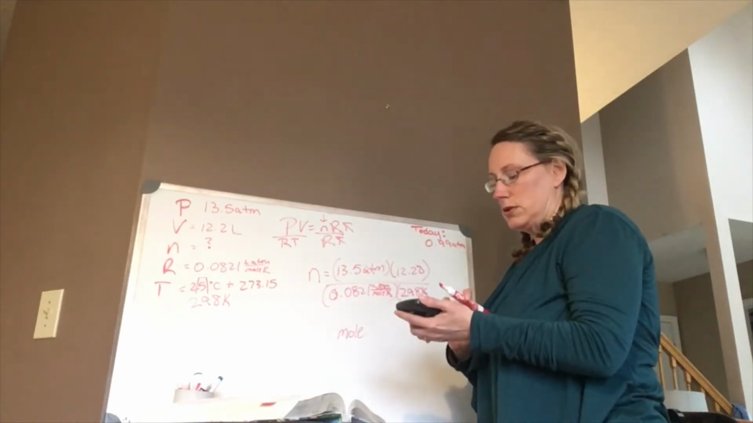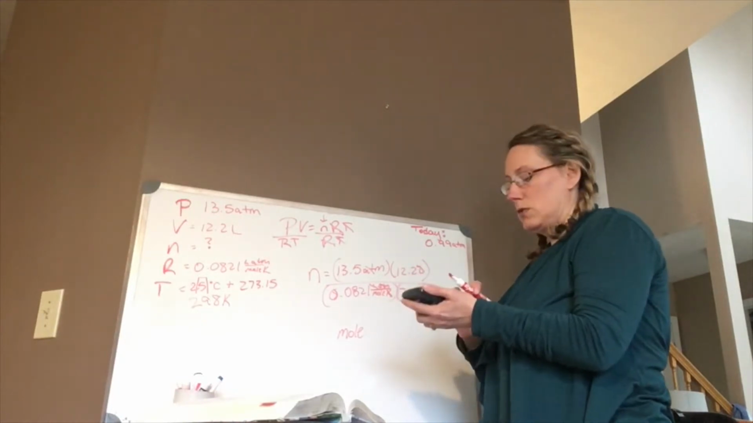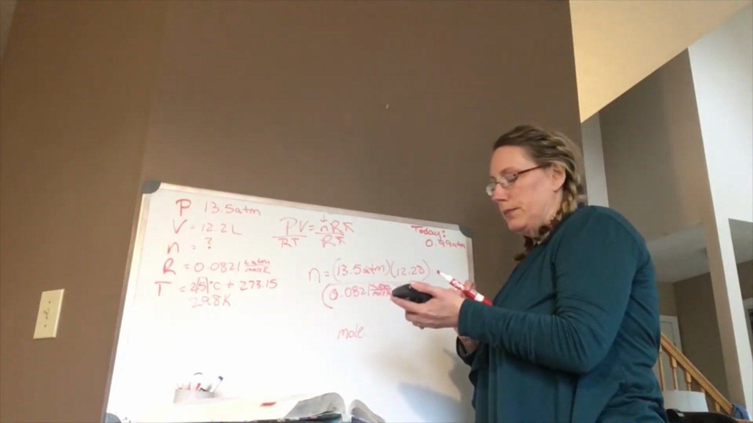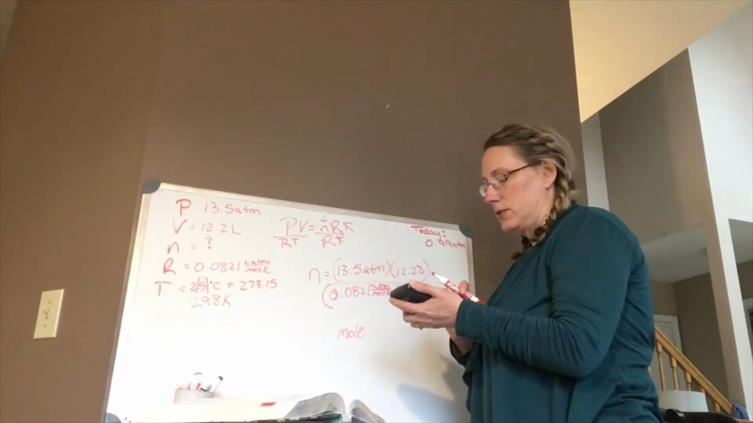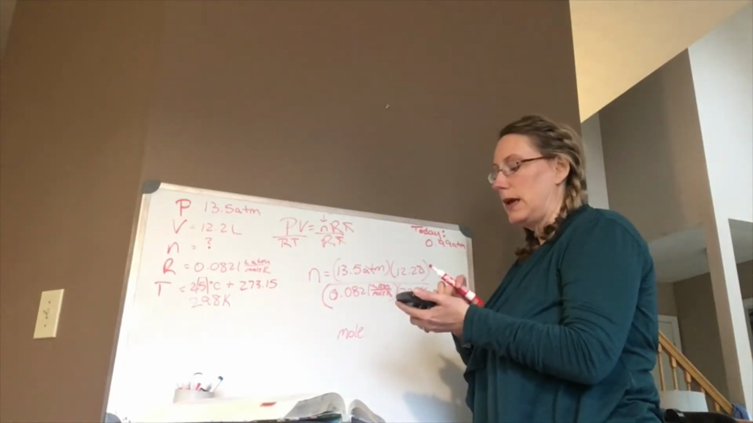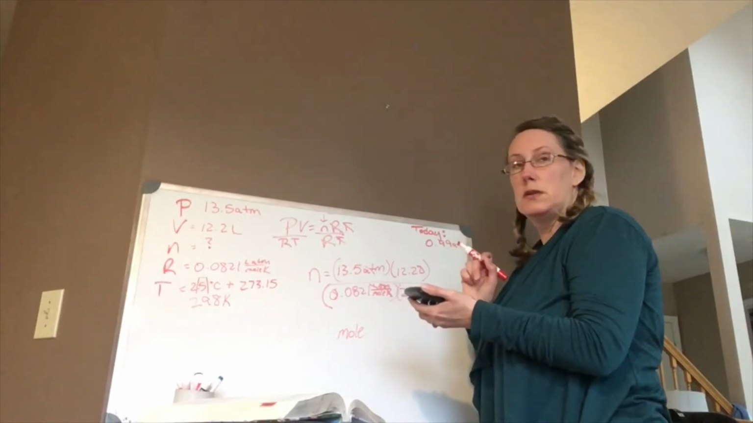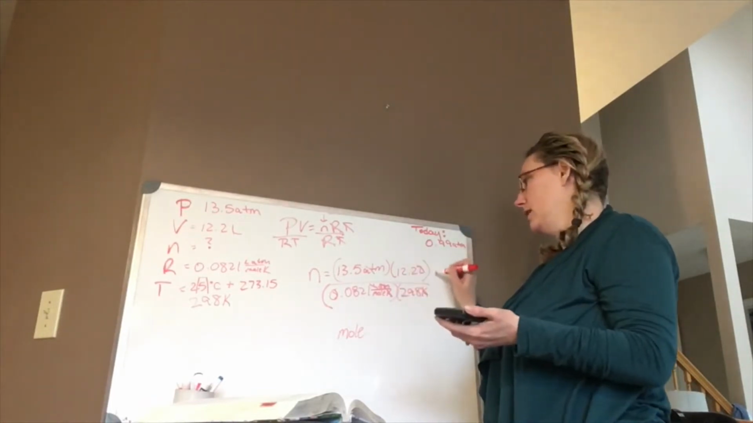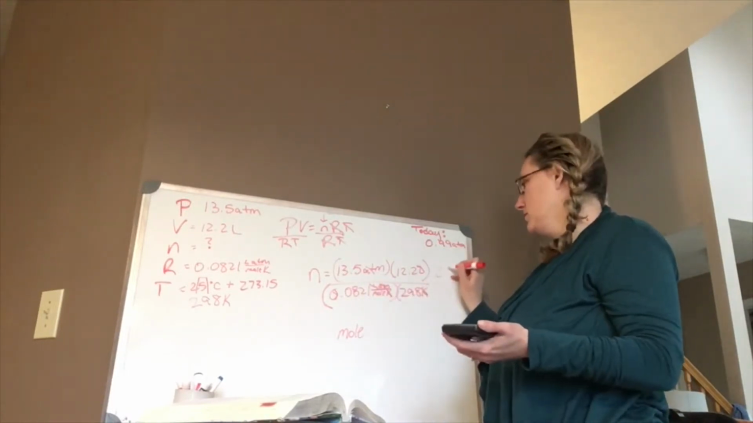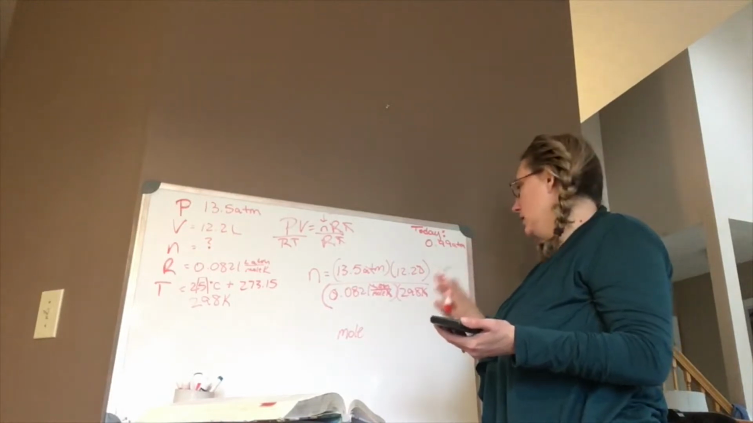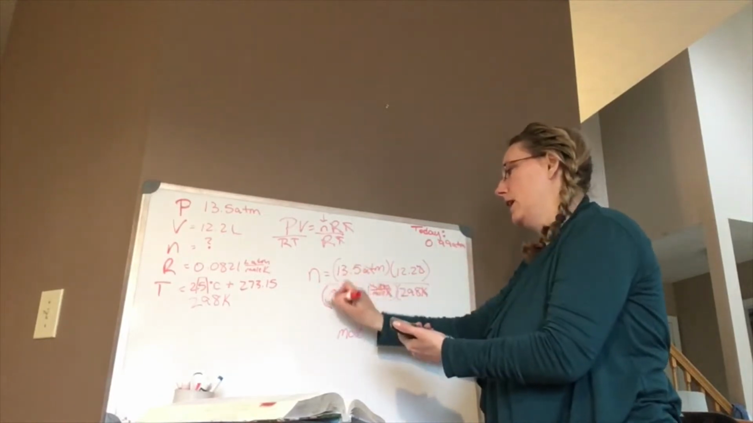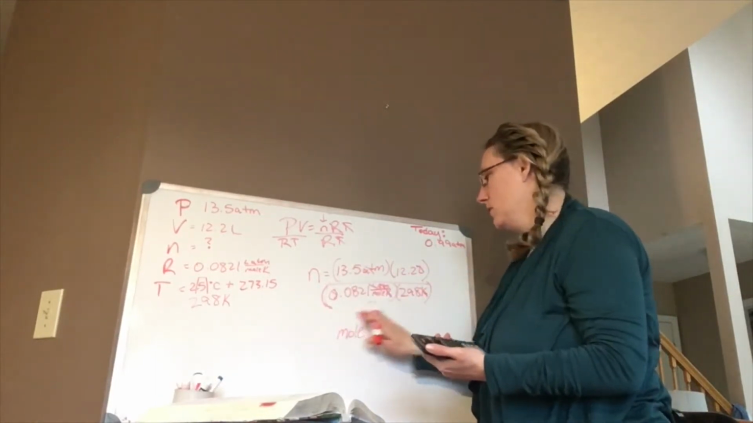So you're going to do 13.5 times 12.2 divided by parentheses 0.0821 times 298 and parentheses, equals. Make sure you don't hit divided by 0.0821 times 298 without parentheses, because that makes your 298 come up here and you don't want that. So either figure this out first and write the number here, or when you're dividing, hit the parentheses. Okay, so order of operations.